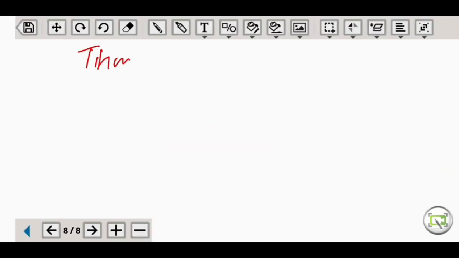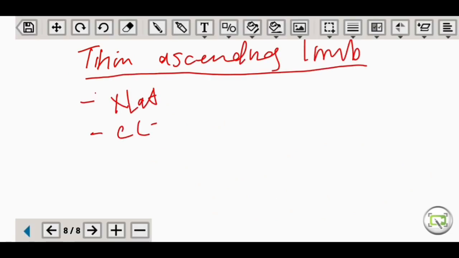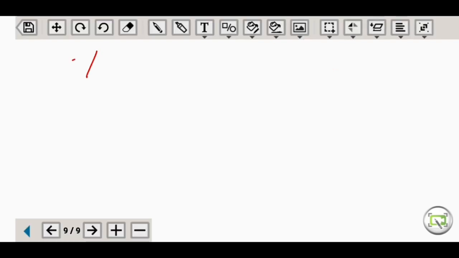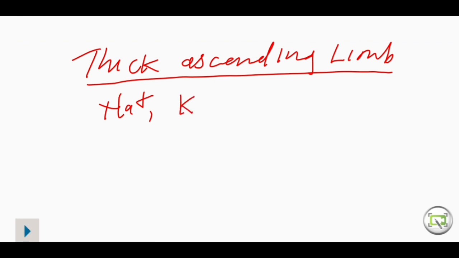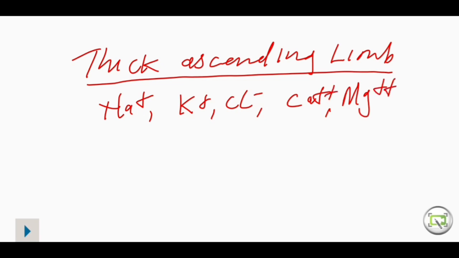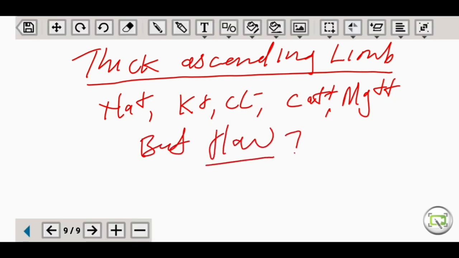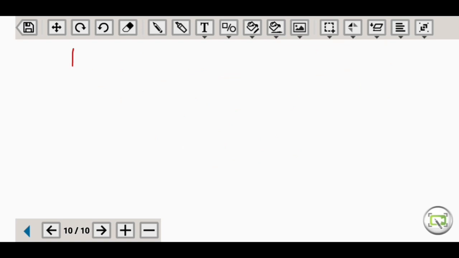The next one is the thin ascending limb, which reabsorbs sodium and chloride, but is impermeable to water. The last segment is the thick ascending limb. The thick ascending limb reabsorbs sodium, potassium, magnesium, calcium, and also chloride. But the question is, how are these reabsorbed? Remember, we are going to consider this in detail in video 3 of this series. Water is also impermeable in the thick ascending limb.